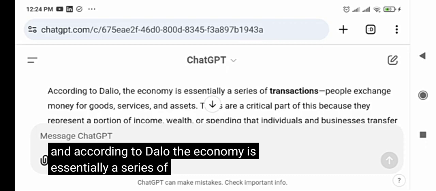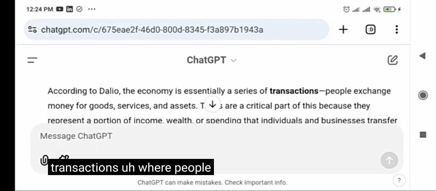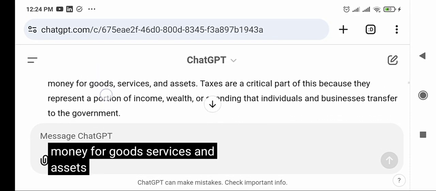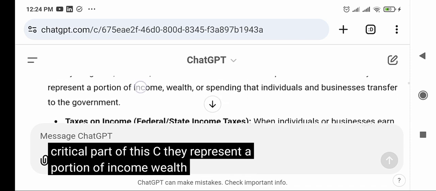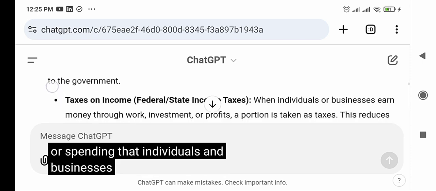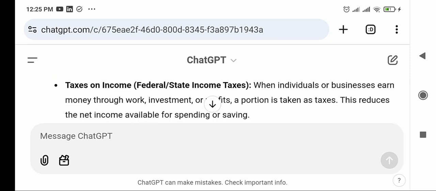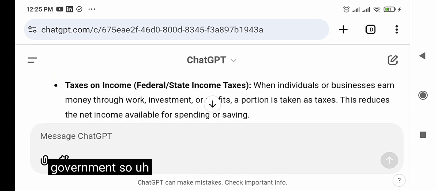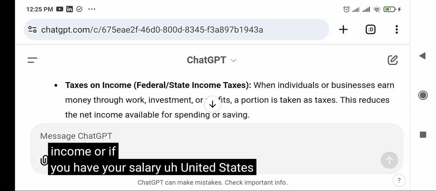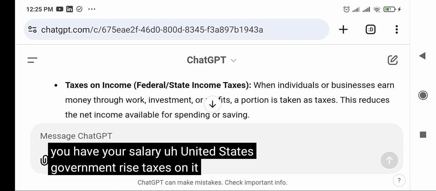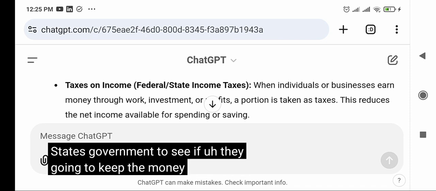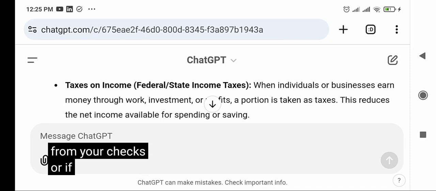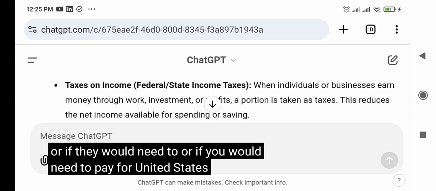the economy is essentially a series of transactions where people exchange money for goods, services, and assets. Taxes are a critical part of this because they represent a portion of income, wealth, or spending that individuals and businesses transfer to the government. So if you have an income, the United States government levies taxes on it, hence you need to file your taxes for the government to see if they're going to keep the money they withdrew from your checks, or if you would need to pay United States taxes.